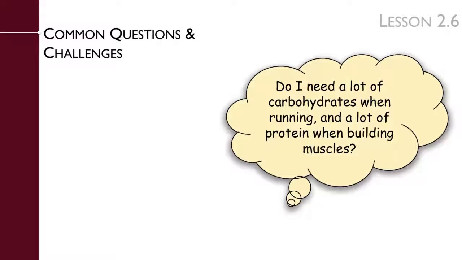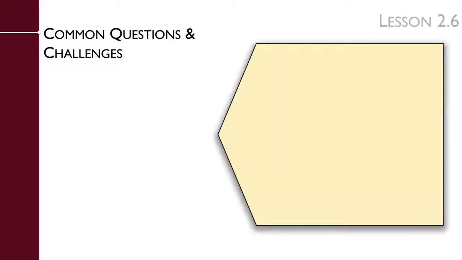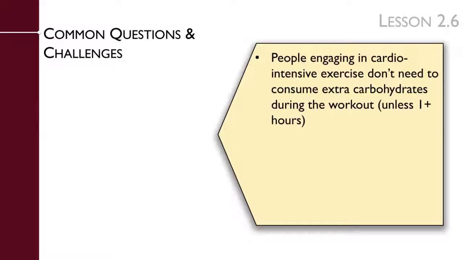A common misconception people have when it comes to nutrition and exercise is that they need a lot of carbohydrates when running and a lot of protein when building muscle. While it's true that our bodies need these nutrients, we have a tendency to overdo it. Except for the case of an extreme professional athlete, people engaging in cardio-intensive exercise like running don't need to consume extra carbohydrates during the workout unless they are exercising for more than an hour. Most of the time, the sugar in the sports beverage or energy bar is just extra calories that aren't needed.